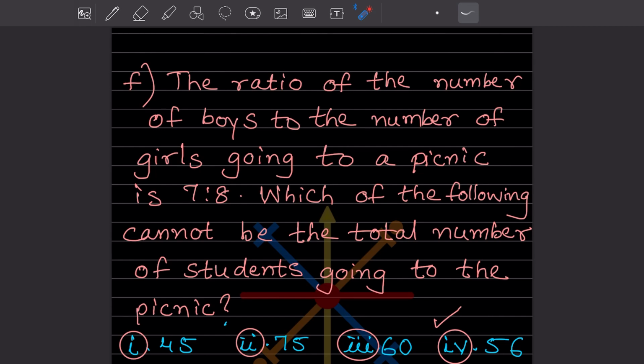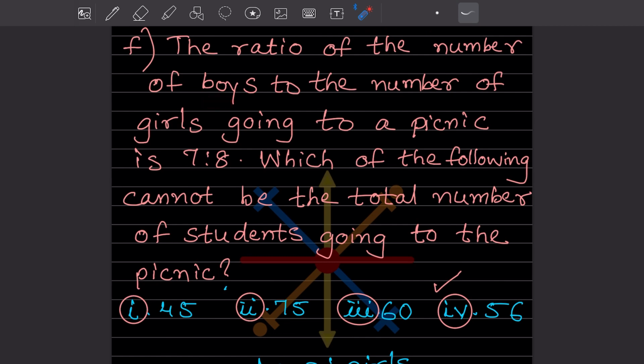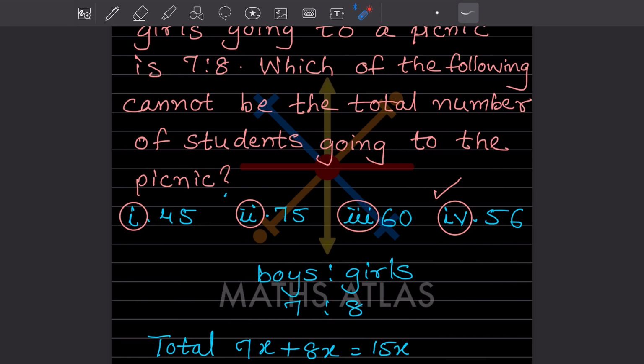The ratio of the number of boys to the number of girls going to a picnic is 7 is to 8. Which of the following cannot be the total number of students going to the picnic? So now look at here, boys and girls is given, the ratio is given, and that is 7:8. Means when this boys and then to the number of girls, these are boys and these are girls. So here 7:8 is given. And which of the following be the total number of students? Total means if you consider this as x, so what will be that? This will be 7x and this is going to be 8x and which is going to be 15x.